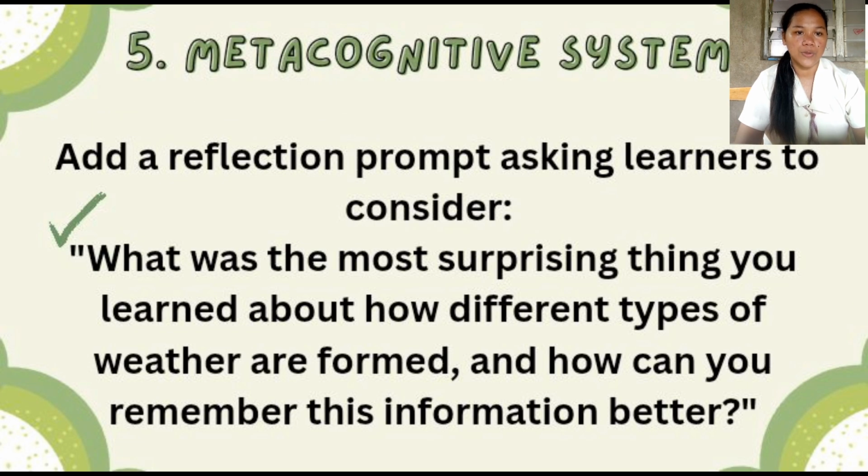Now, let's go to the fifth level, the metacognitive system, in which the learners reflect on their own thinking and learning processes. The activity that I've made is to add a reflection prompt asking learners to consider what was the most surprising thing learned about how different types of weather are formed and how can you remember this information better.